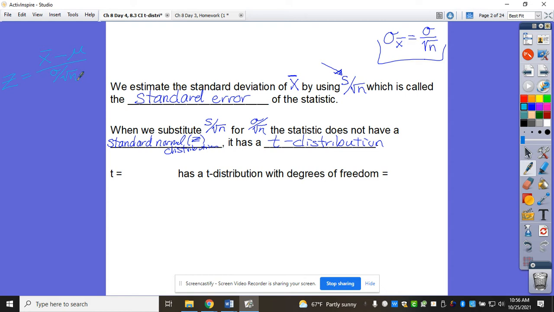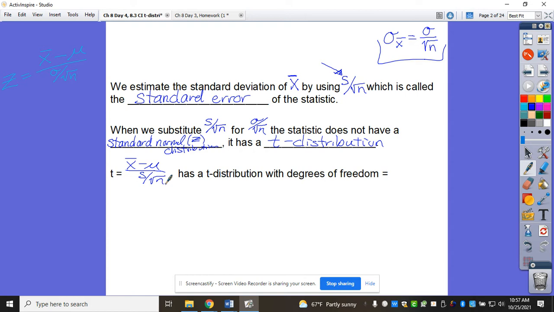right? So if we use this idea, we're still using X bar minus mu, but it's S over square root n. This just means when we're using S and we're using T, it has a T distribution with degrees of freedom, which is something we said is on that sheet, but we didn't talk about it yet.